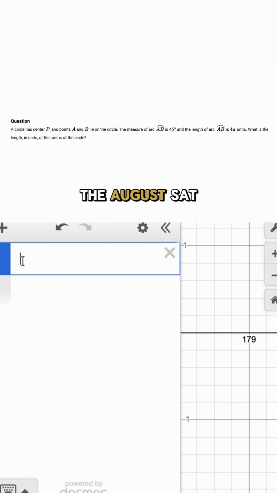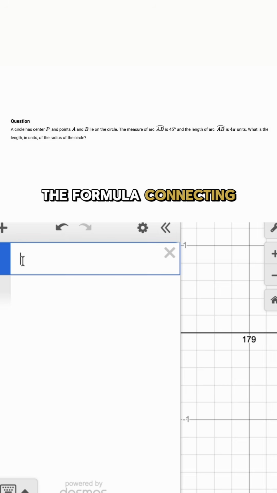Students have been saying the August SAT this past weekend had so much geometry on it, and this question probably would have tripped some people up. We've got a circle with center P. Points A and B are on the circle, and the arc between them measures 45 degrees. That same arc has a length of 4 pi units, and we need the radius.